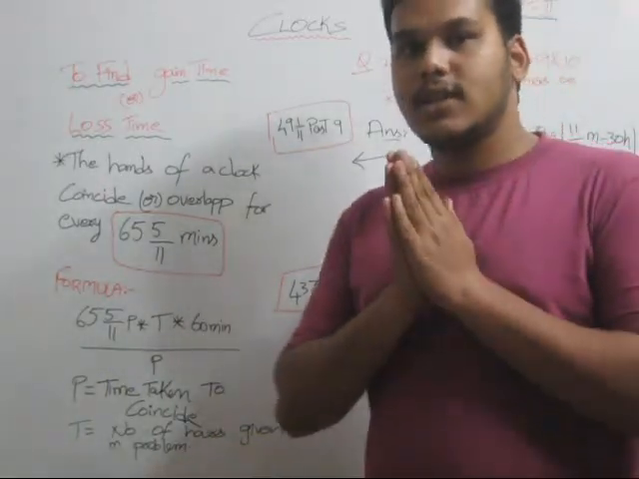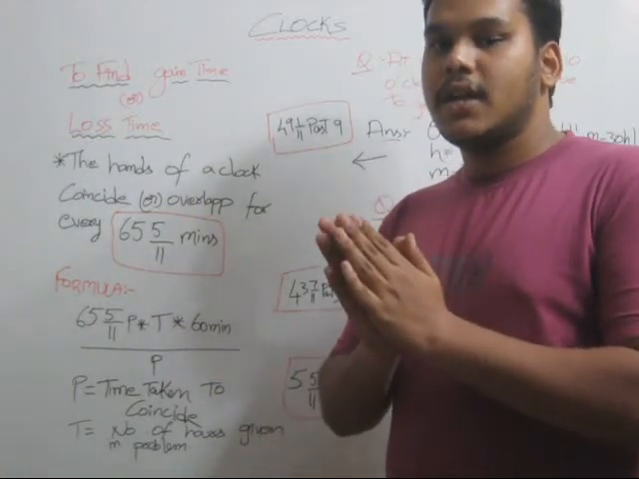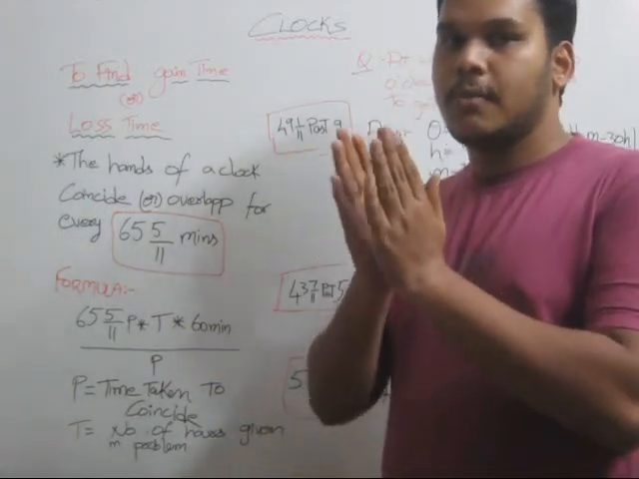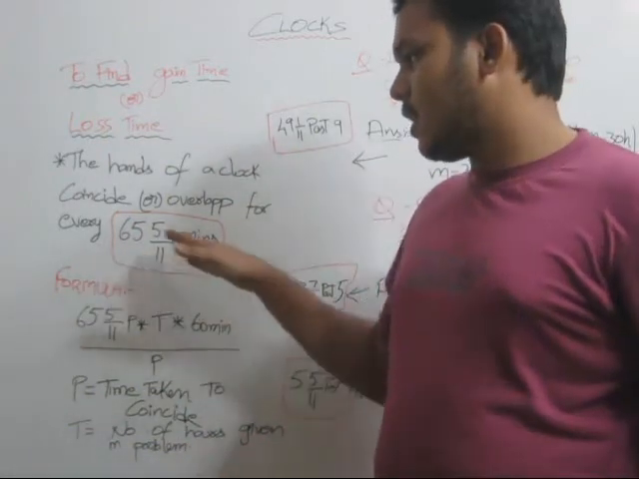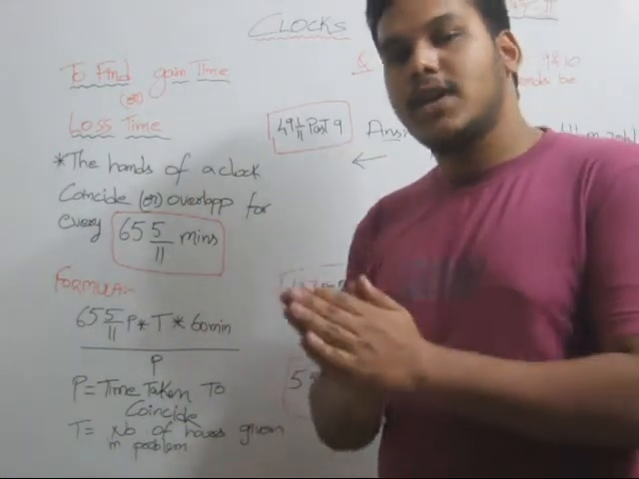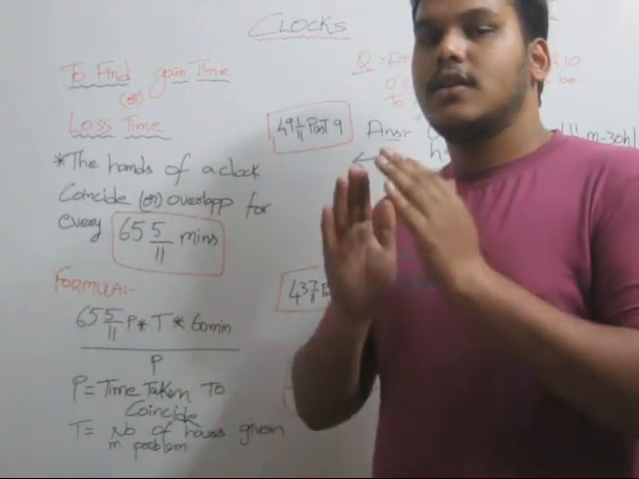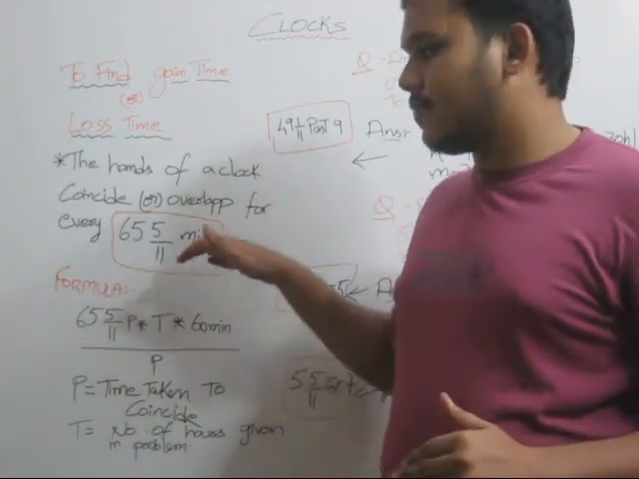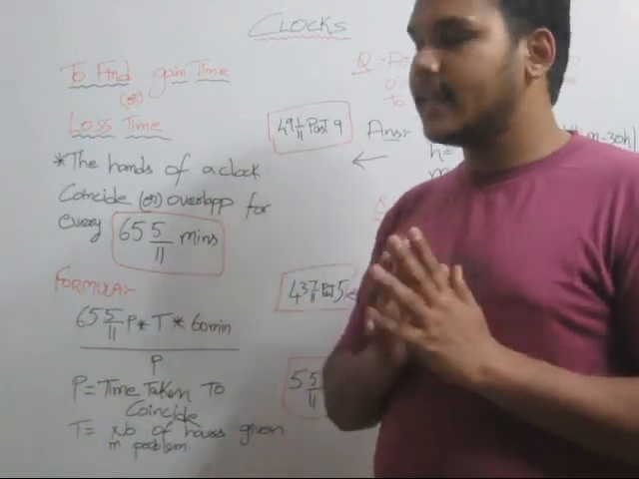So, let us see what a lost time is. A lost time is nothing but if the time taken by the two hands to overlap or coincide with each other is greater than 65 5/11 minutes, that is considered a lost time. If the time taken by the two hands to overlap or coincide with each other is less than this 65 5/11 minutes, this can be taken as a gain time.